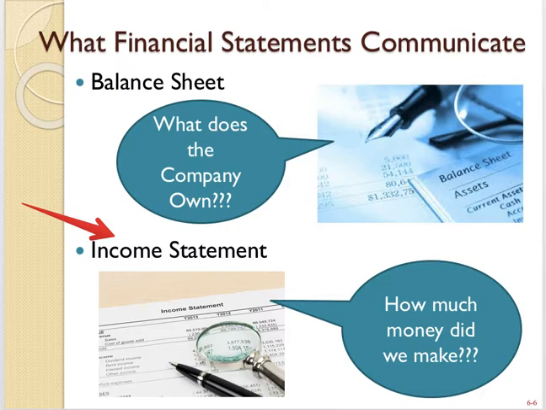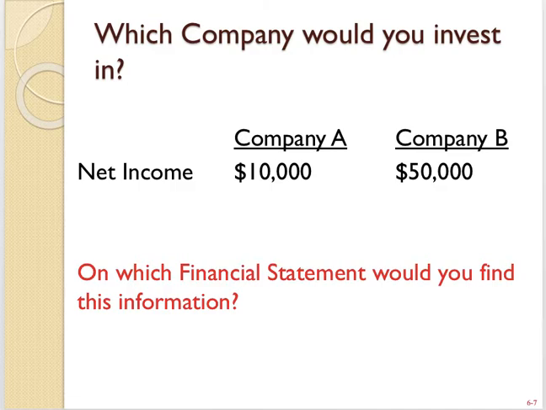So for example, if we have two companies here, Company A and Company B, and our question is which of these two companies should we invest in? One thing that you might look at in order to make that determination is which company makes more money. And in order to find out which company makes more money, you need to look at their net income. And which financial statement will we find the net income on? Yes, that's right, the income statement.